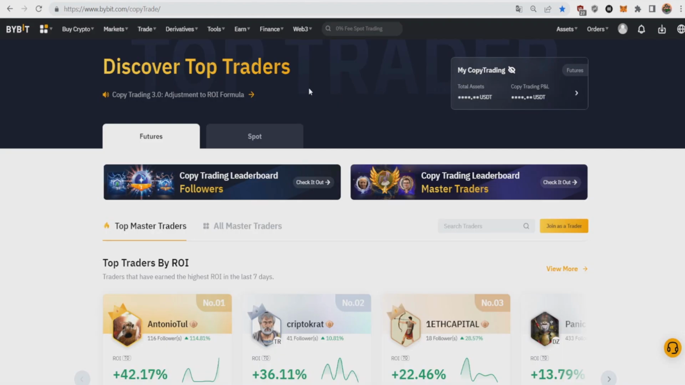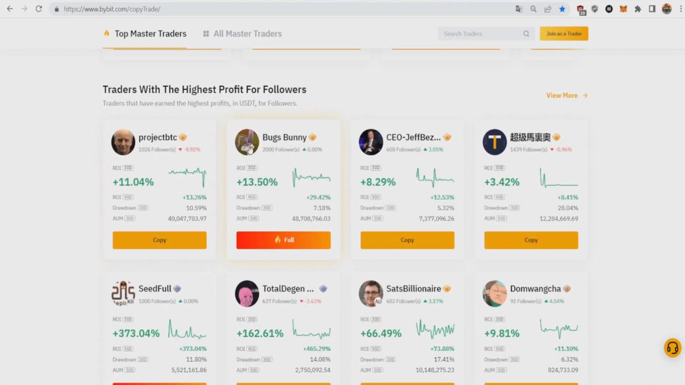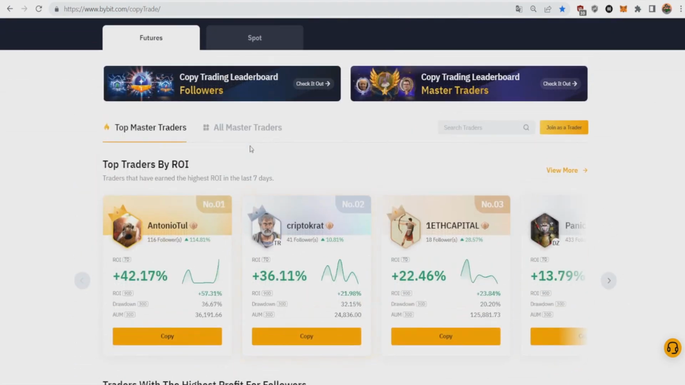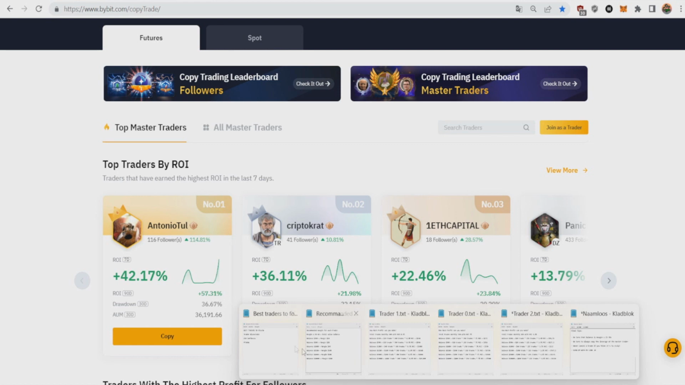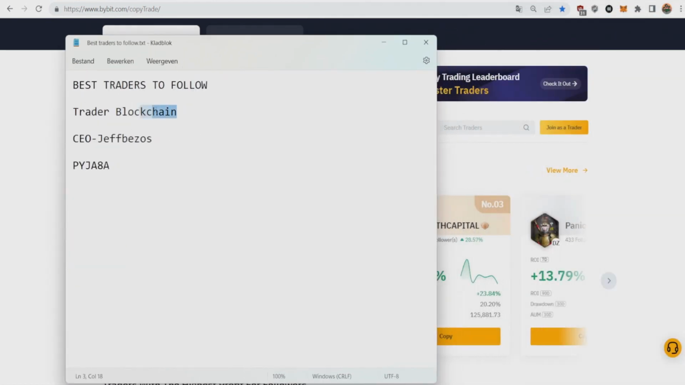So the next step is how can you find the best master trader? What you could do is go to master traders with the highest profits and search for them. But I've done the research for you guys. I've been doing this for 2 months and I made a list. So my first best trader is a guy called Blockchain Trader Blockchain.